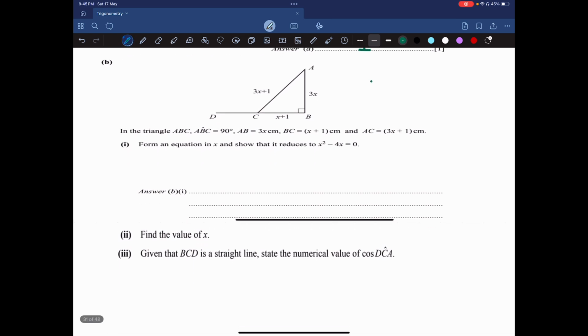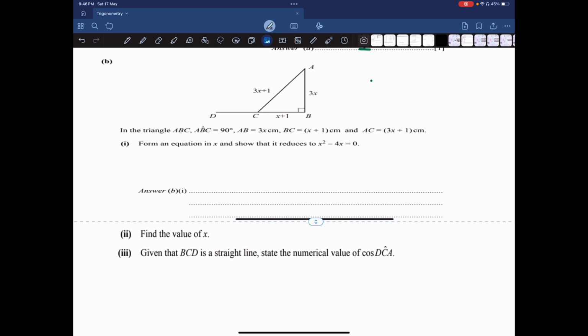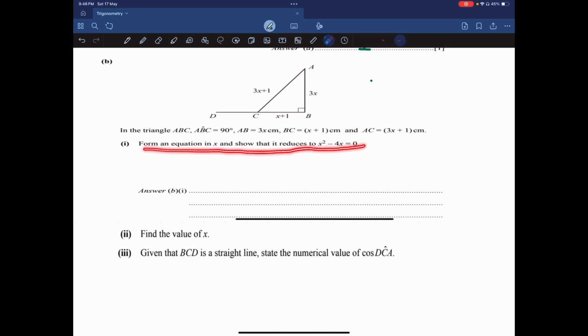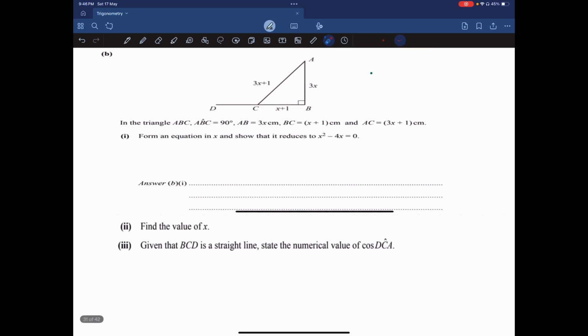Okay. Next part. In the triangle ABC, ABC is 90 degrees, AB is 3x, BC is x plus 1, AC is 3x plus 1. Okay. Form an equation in x and show that it reduces to x squared minus 4x equals 0. Now all three lengths are given and it is a right angle triangle. So what can we use? I think you should have no problem in guessing that we are going to apply Pythagoras here.